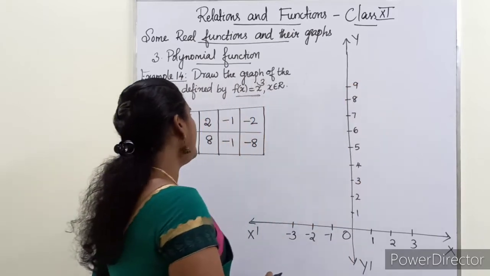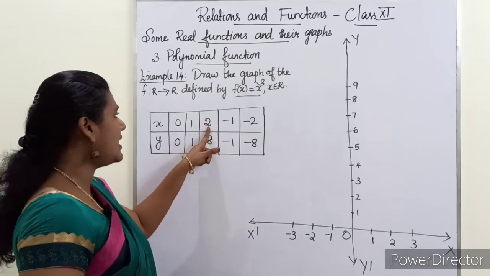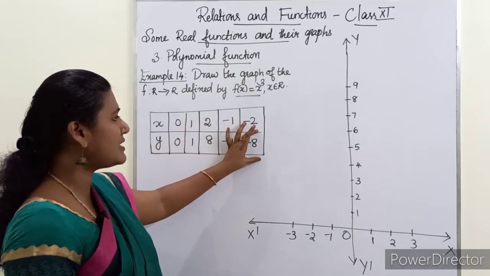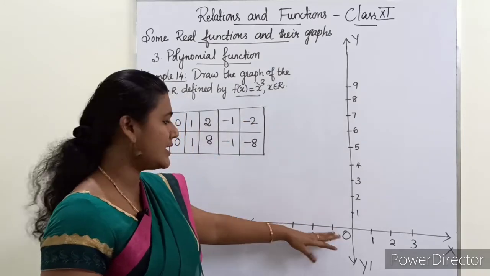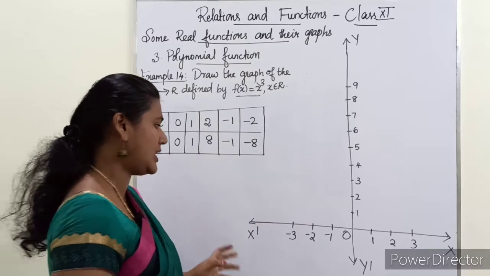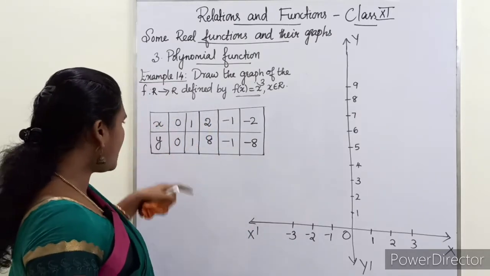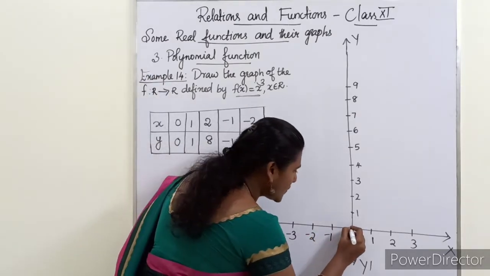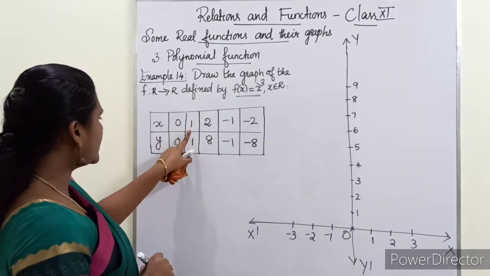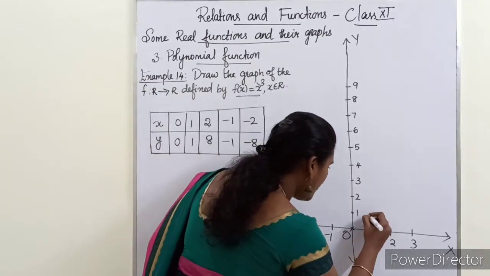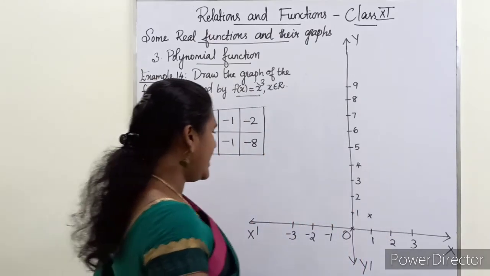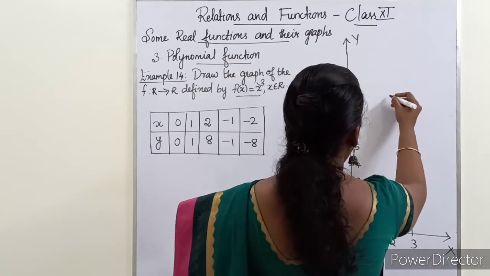That's enough. If x is equal to 3, then x cube will be 27. So the y value will be 27, which we cannot draw here. That is why I have not taken the value of 3. So now we will plot these points: x0, y0, that is this point. Now x1, y1, this point, and x2, y8.